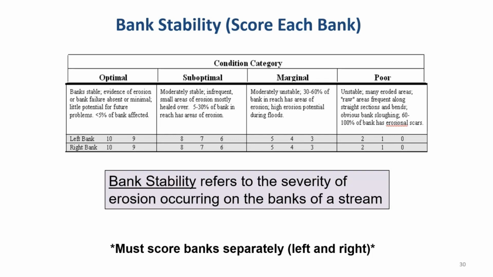And as you go to suboptimal, there's maybe some erosion, 5 to 30% of the bank is affected by erosion. If you're in the marginal category, between 30 and 60% of the bank has erosion, especially during floods. And if it's poor, it's unstable with many eroded areas, raw, or like you can see the dirt, you can see where the erosion has happened. Maybe it's very recent. You might see sloughing. I have a picture of that to describe what that looks like. And affecting between 60 and 100% of the bank.